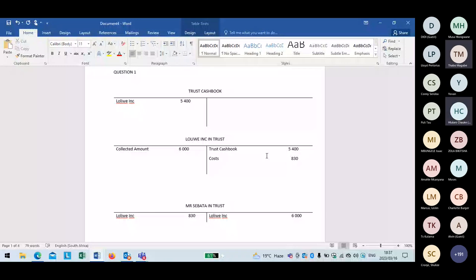Right. Let us not guess. Let's go to Loliware in trust. What is the total of the credit side? Take your calculators. 6,230. That is what you get on the credit side. Now, minus the debit side. When you minus the debit side, what do you get? It's a 230 deficit. So you now know how much is due to you. Not so? Is it available in the trust account? It's not available.